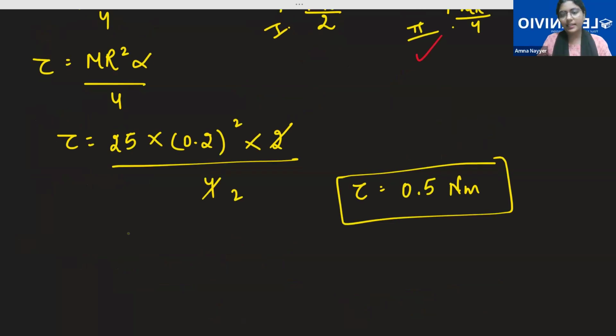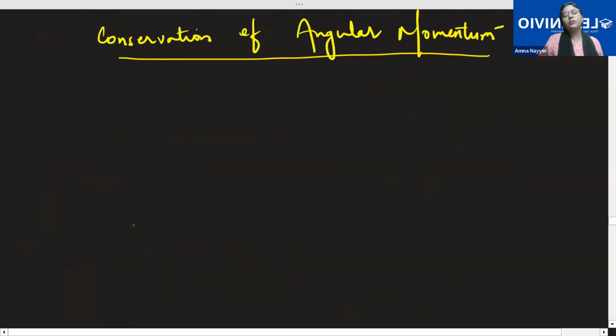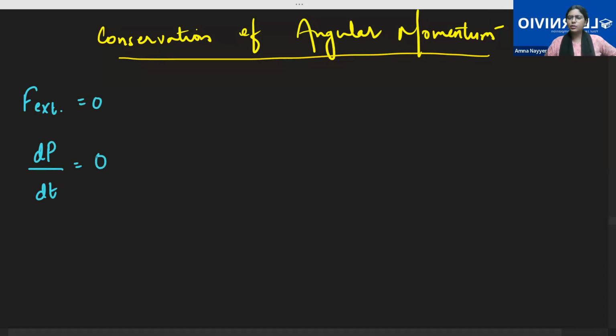Okay, see, let's talk about the conservation of angular momentum. Angular momentum conservation is related to linear momentum. When the external force is zero, we say dp over dt, the rate of change of momentum, is zero. That's all we have already discussed. That's why I'm just writing it. In this case, we say the momentum is constant, and that it is conserved.